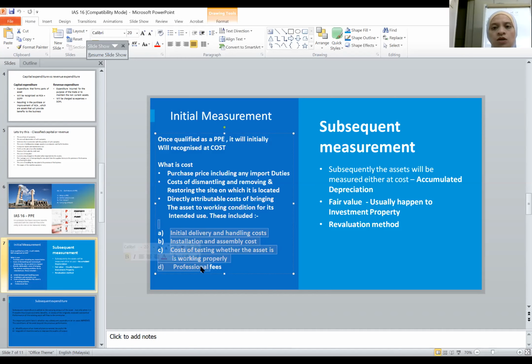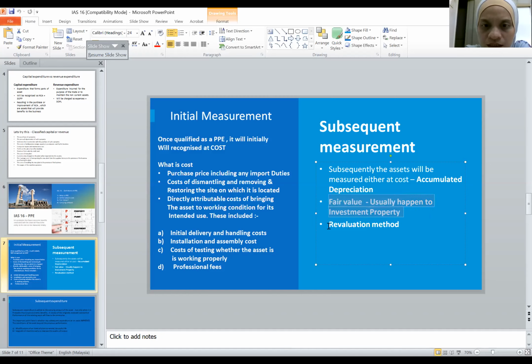So the next one is subsequent measurement. Subsequently, the asset will be measured either at cost minus accumulated depreciation. As you know, depreciation ada 4 jenis, 4 types kan. Tapi yang cover in your syllabus is straight line method and also reducing balance method. Fair value, usually fair value ni dia akan test you kalau soalan keluar pasal investment property. Tapi your syllabus tak cover investment property, so just ignore this one for your exam purposes.